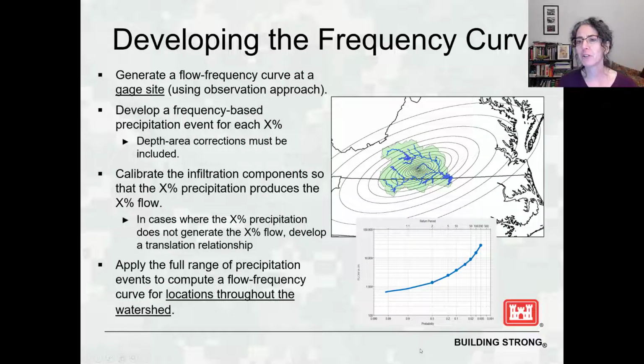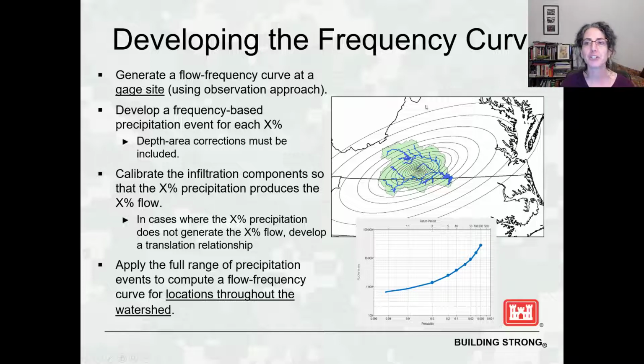For developing the frequency curves, there are two approaches that we're going to discuss. The first is when we have a frequency curve within the watershed, because we have at least one gauge site within the watershed, but we want to expand that to have frequency curves at other sites. And then there's the situation where we don't have gauge data at all. This slide first discusses a situation where we do have a gauge site within the watershed, and we want to develop frequency curves for several other sites as well.